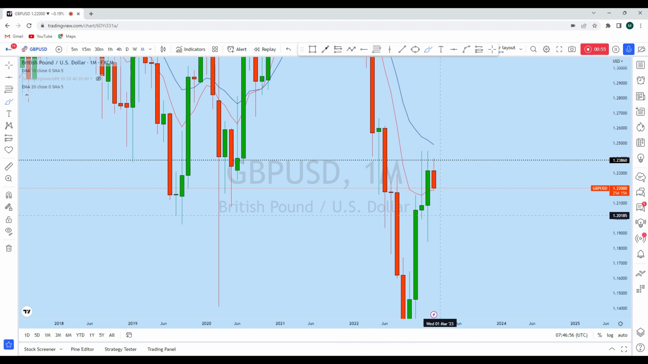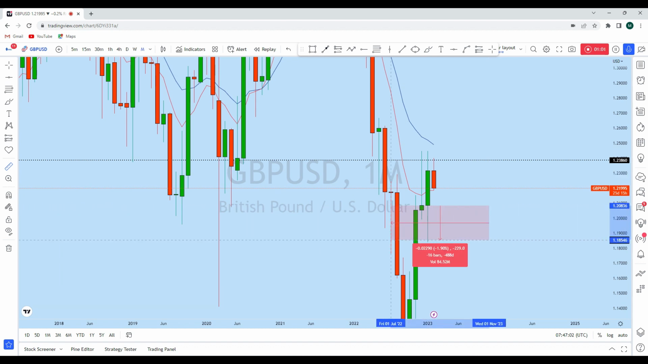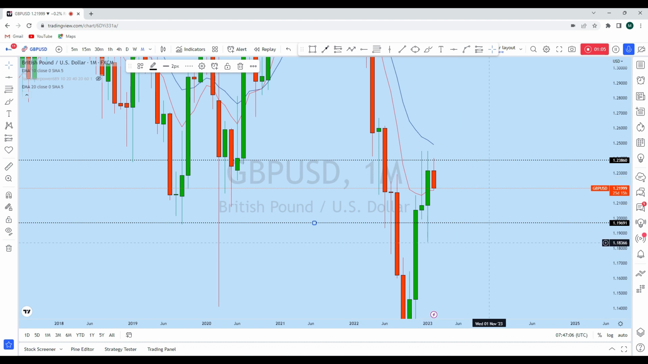As you can see, there is a long wick candle on the monthly from the previous months, and we could potentially see a retest of this long wick candle around 50%. We can expect the price to come and test this zone. That means that this month we can expect some initial movement to the downside on GBPUSD.